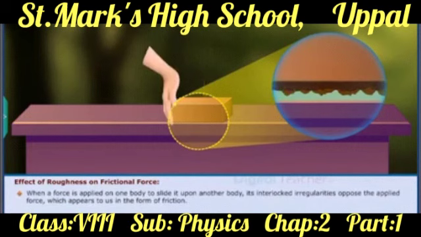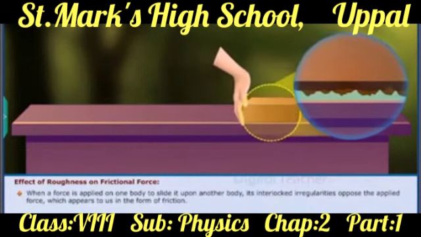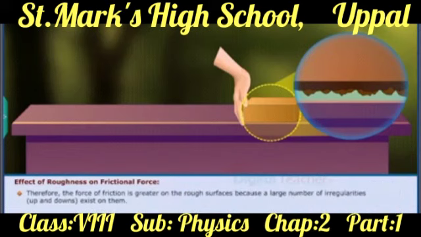When a force is applied on one body to slide it upon another body, its interlocked irregularities oppose the applied force, which appears to us in the form of friction. It is for the same reason that a sufficient force has to be applied before one body starts sliding upon another body. Therefore, the force of attraction is greater on the rough surfaces because a large number of irregularities, ups and downs, exist on them.